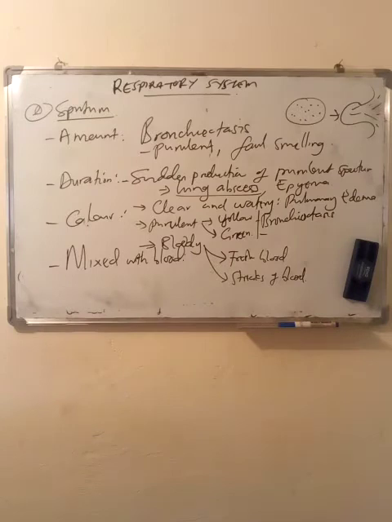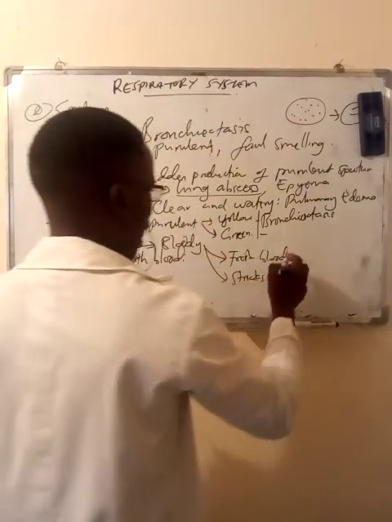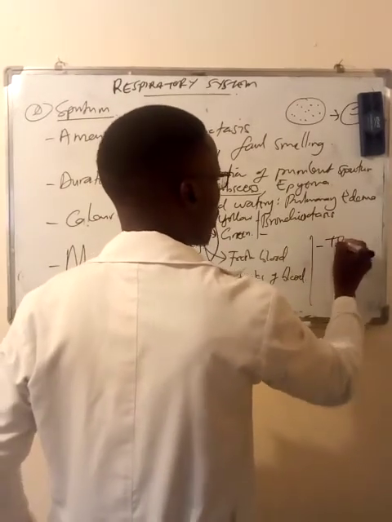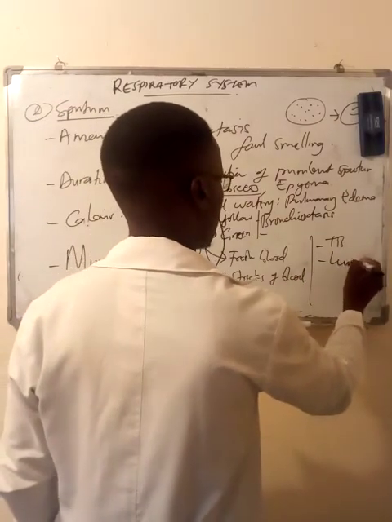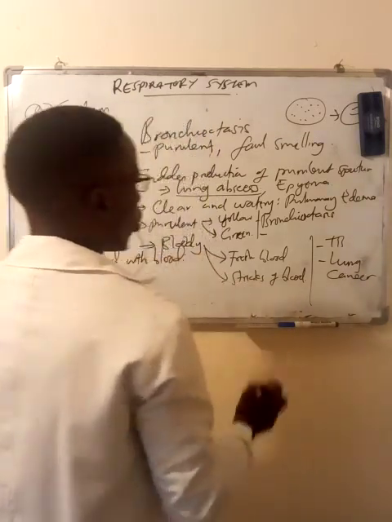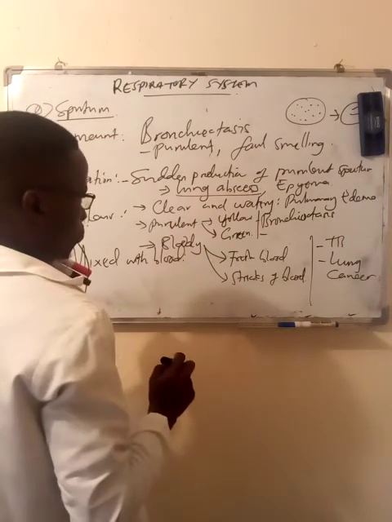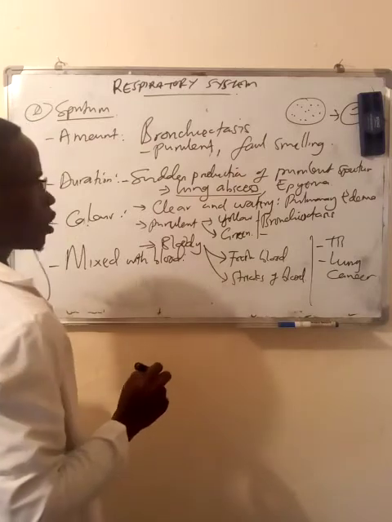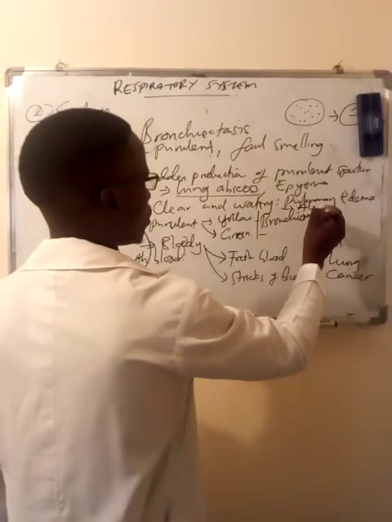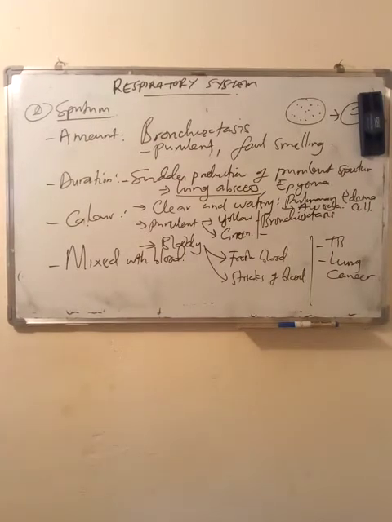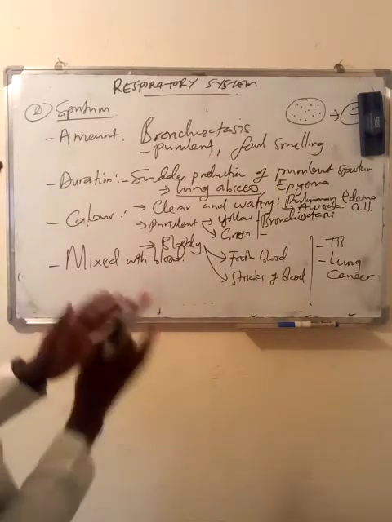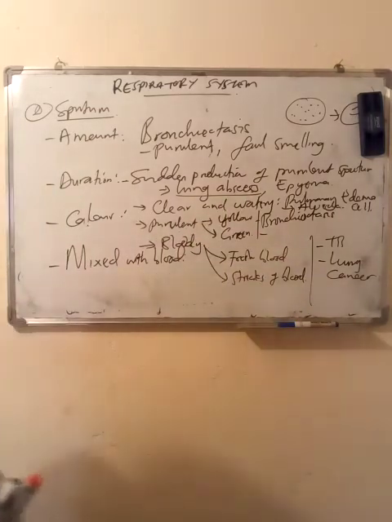Now, sputum that is containing blood. Here we can have TB. So TB is the most common cause of coughing up blood. You can also have lung cancer. Now, also on the part of clear watery sputum, we can also have alveolar cell carcinoma. Alveolar cell carcinoma also tends to produce watery sputum. Are we safe so far? So we're trying to relate the symptoms that you're having and some of the causes of those symptoms that may appear.